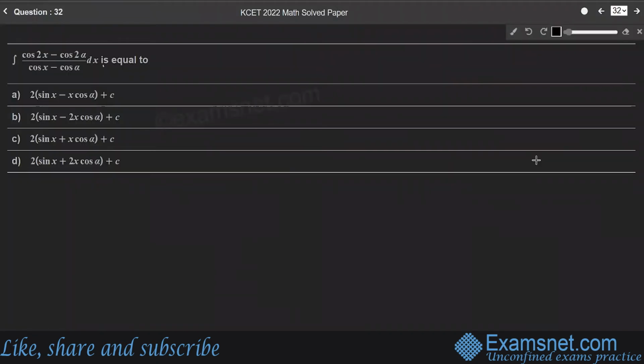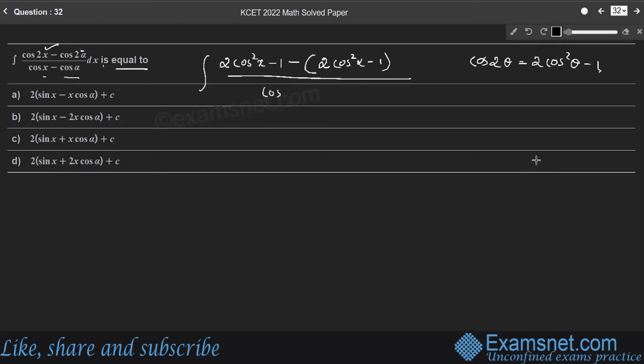Question 32. Integral of (cos 2x minus cos 2 alpha) divided by (cos x minus cos alpha) dx is equal to. So cos 2x is nothing but 2 cos square x minus 1, right? Cos 2 theta is equal to 2 cos square theta minus 1, from that identity. Similarly, cos 2x is equal to 2 cos square x minus 1, minus cos 2 alpha, which is nothing but 2 cos square alpha minus 1, whole divided by cos x minus cos alpha.